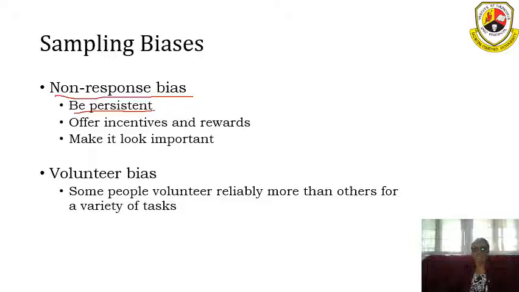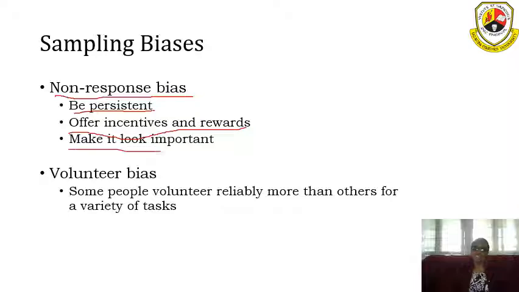So be persistent. Offer incentives and rewards for people who will respond, although sometimes that can be seen as bribery. But just offer an incentive. For example, if it is with the people in an organization, you can offer the incentive that, okay, please come to a certain space, I buy you a soda as you fill out your questionnaire, something like that.